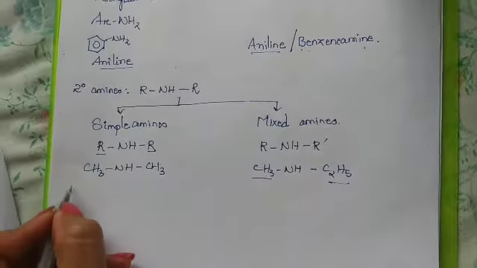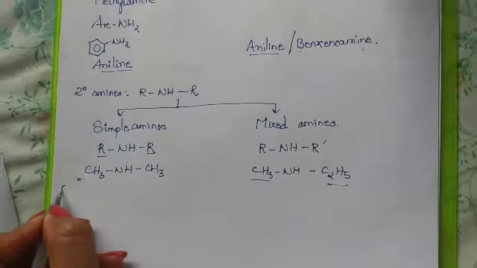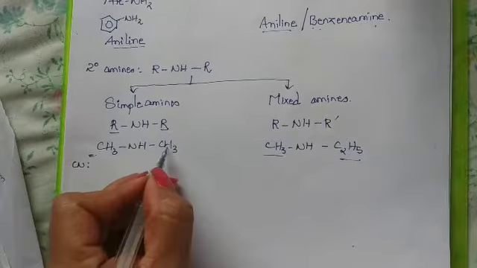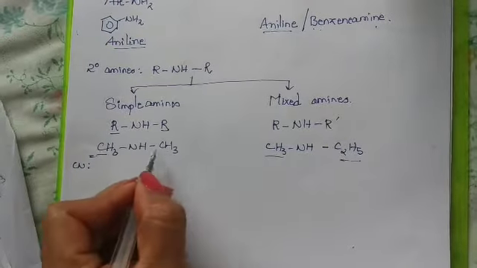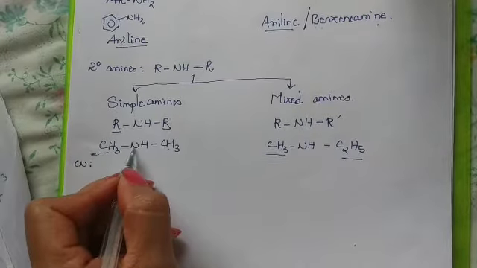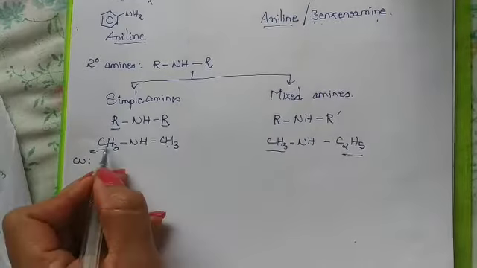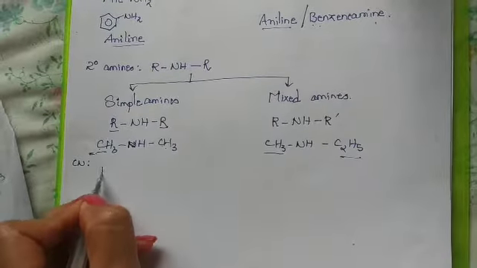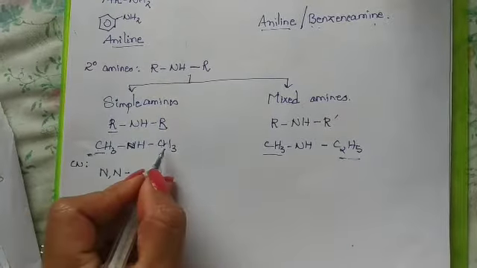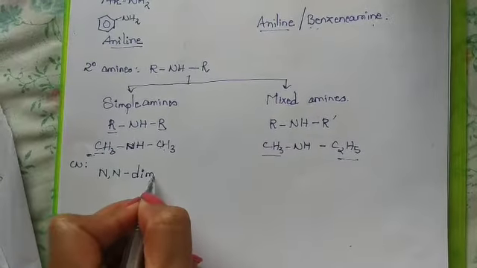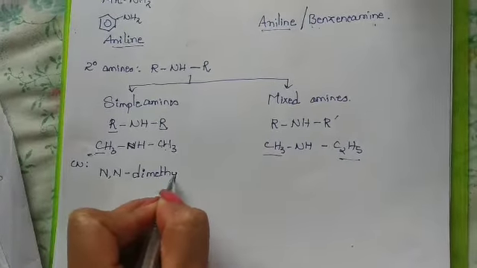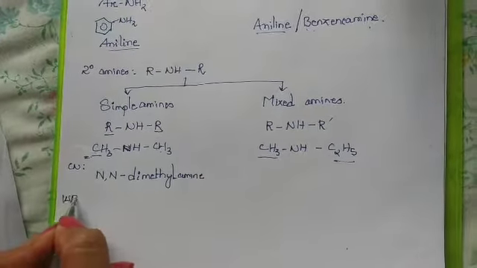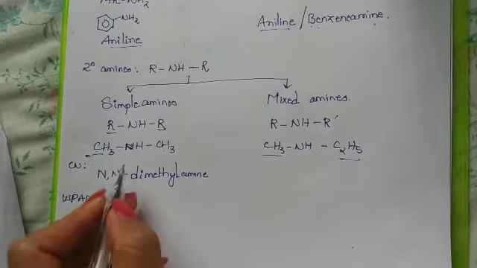So the two alkyl groups are different. Now for the simple amine example, we have the common name. The two alkyl groups are methyl groups. In organic chemistry, this is very important: the two alkyl groups are attached to the nitrogen atom, therefore we write it as N. Since there are two methyl groups, it is dimethyl amine. And then the IUPAC name will be the same.